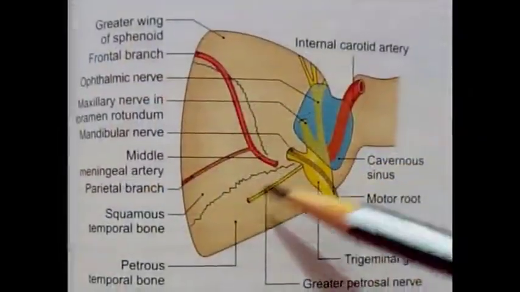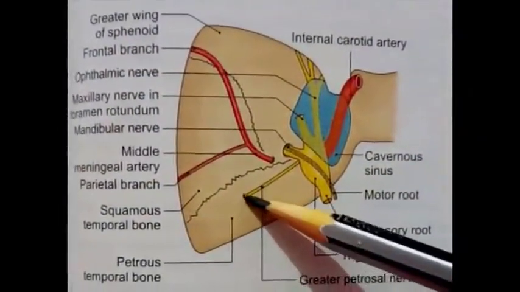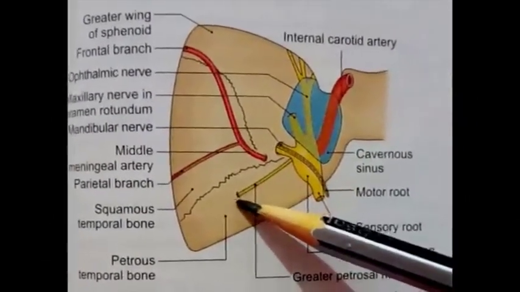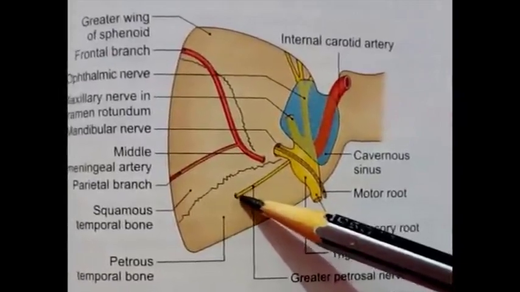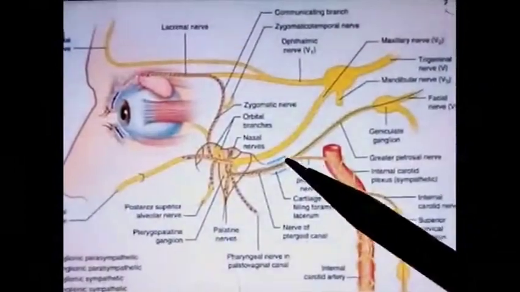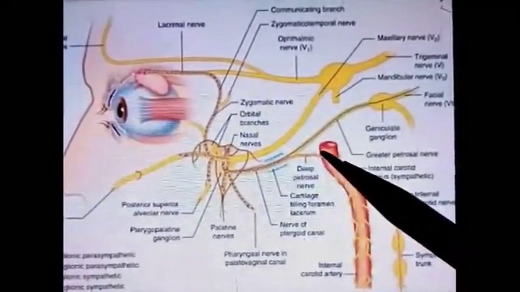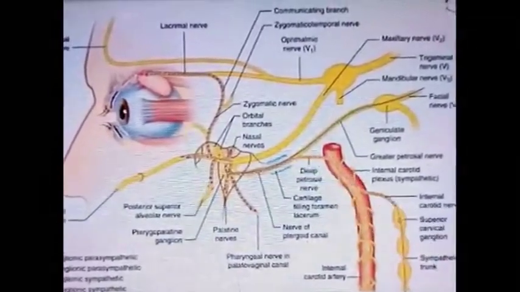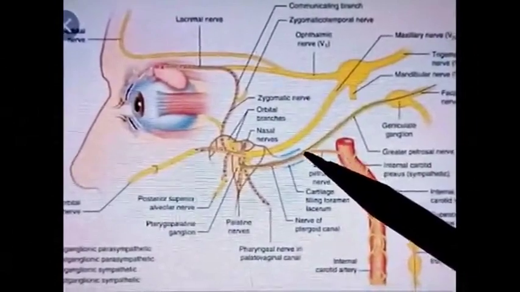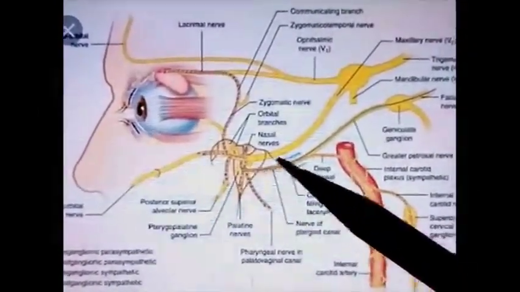After its origin, the nerve enters into the skull through the hiatus for the greater petrosal nerve, which is present on the anterior surface of the petrous temporal bone. Then it proceeds towards the foramen lacerum. This is the foramen lacerum, where it meets with the deep petrosal nerve. The deep petrosal nerve is carrying sympathetic fibers. So both these nerves join together to form the nerve of the pterygoid canal.